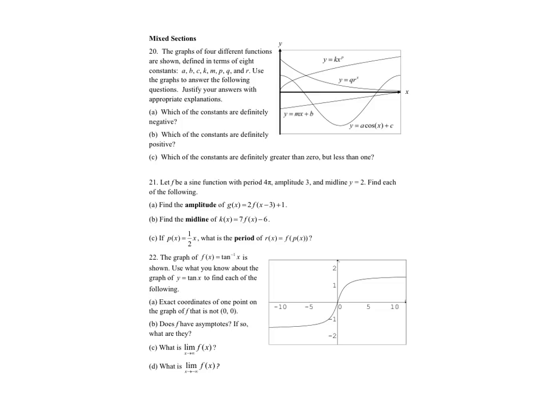The graphs of 4 different functions are shown, defined in terms of 8 constants, A, B, C, and so on. Use the graphs to answer the following questions. Okay, so let's just start with this linear one. So I can see this line here. I can see here that the b, the intercept, is a negative y value. And the m, the slope, is positive since it's sloping upward as I move from left to right.